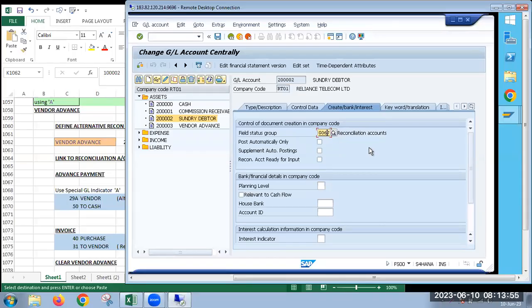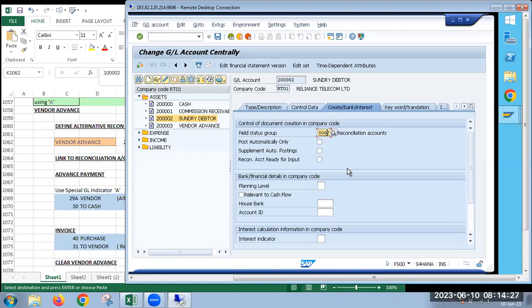You need not use this G067 even though this account is a special GL or reconciliation account. It's not really required. But this is a standard way, or a general practice. We use G067 as the field status group for the reconciliation account, because by default, whichever screen layouts are required for posting a reconciliation transaction will be available directly there. We don't need to do some manual changes. So that is the use of the G067 field status group.